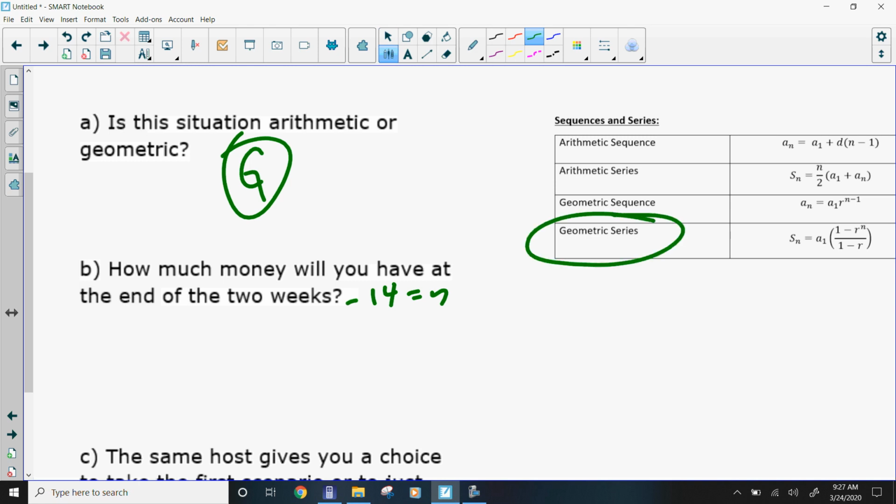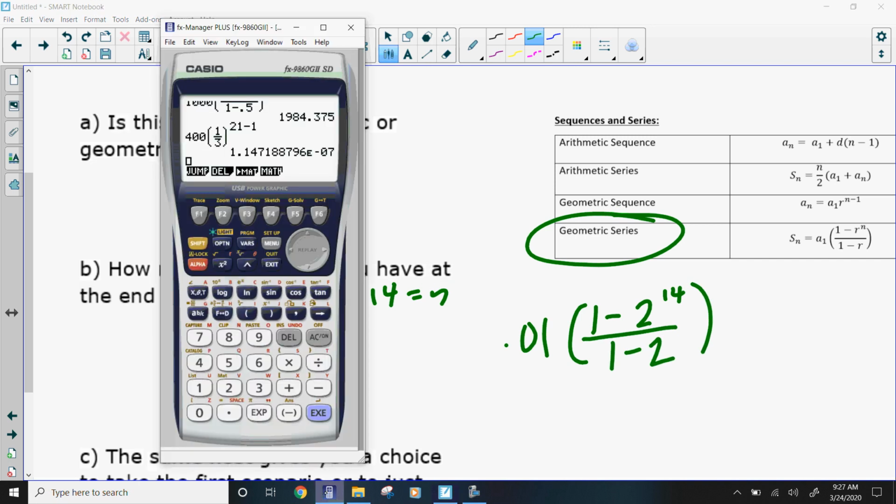So the first amount is 1 penny. Then we're going to do one minus, and we're doubling it. And we are going to do this for 14 days. So on the bottom, it's one minus two. We're going to the calculator. It's 1 penny.